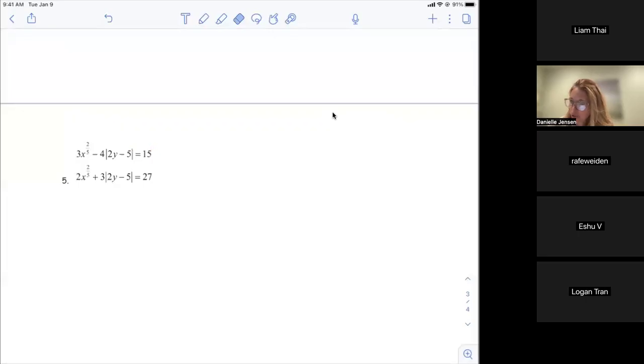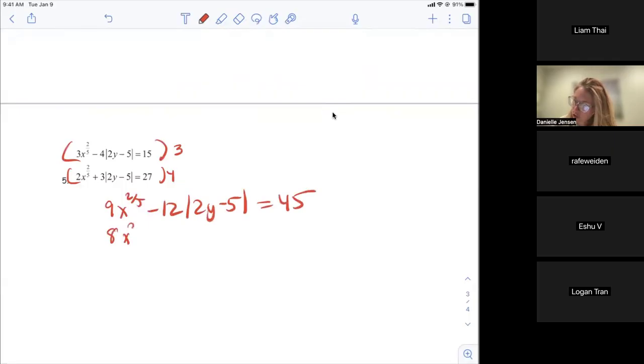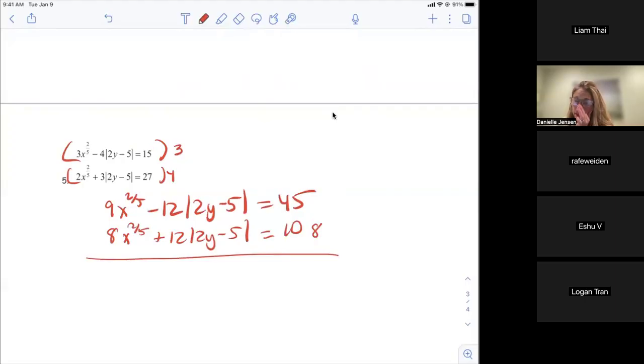So how I would approach this is, if we're getting rid of the absolute value first, I'll multiply this by 3 and this by 4. So I've got 9x to the 2/5 minus 12 times the absolute value of 2y minus 5 equals 45. And then 8x to the 2/5 plus 12 times the absolute value piece equals 108. Okay, so now I always multiply so I can add and cancel, because when I subtract, for some reason, I always mess up. So 17x to the 2/5 equals 153. Does that look right? Yeah. And I'm guessing how I designed this, this goes in evenly. Anyone know how many times 17 goes in? 9, right?